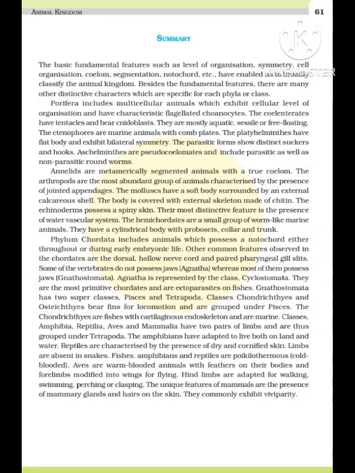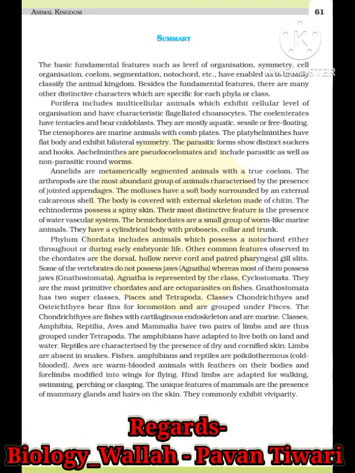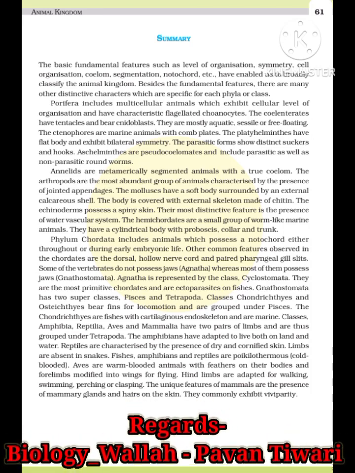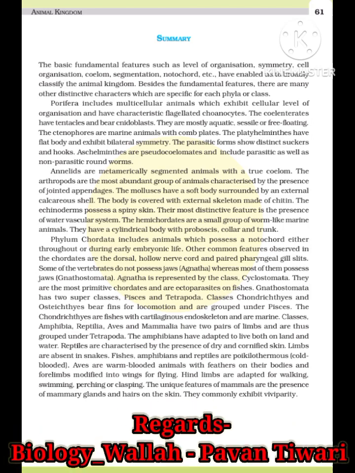The amphibians have adapted to live both on land and water. Reptiles are characterized by the presence of dry and cornified skin. Limbs are absent in snakes. Fishes, amphibians, and reptiles are poikilothermous, cold-blooded. Aves are warm-blooded animals with feathers on their bodies and forelimbs modified into wings for flying. Hind limbs are adapted for walking, swimming, perching or clasping. The unique features of mammals are the presence of mammary glands and hairs on the skin.